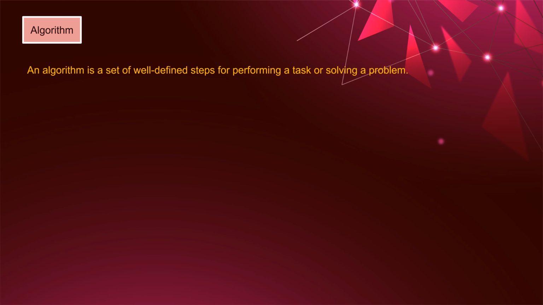Collectively, these instructions are called an algorithm. An algorithm is a set of well-defined steps for performing a task or solving a problem. Notice the steps are ordered sequentially. Step 1 should be performed before step 2, and so forth. It is important that these instructions be performed in their proper sequence.